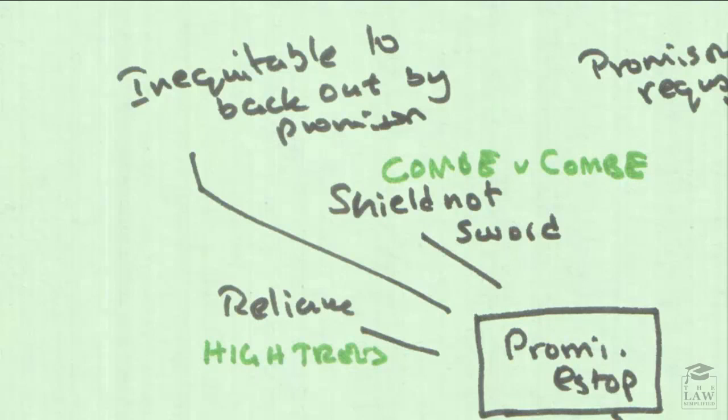But what is notable in relation to promissory estoppel, as was held in Combe and Combe, is that it must ostensibly be used as a shield and not a sword. What is meant by that is it is merely a defense by the promisee himself and cannot be enforced by a promissor in order to get leverage over another party.